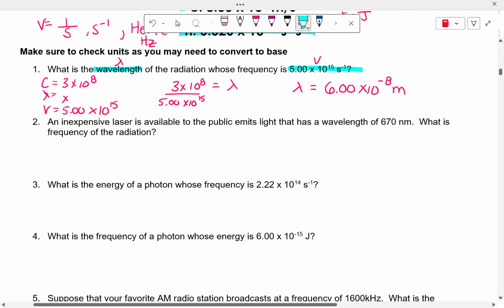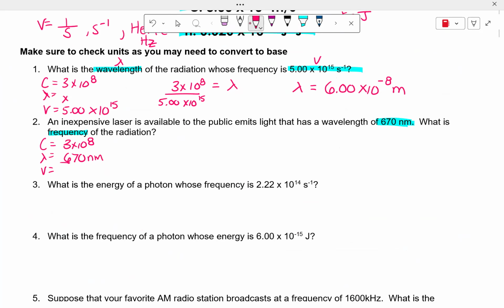Okay, another one here. Notice this is now in nanometers, which is a pretty common unit that you'll see for waves. So once we do one conversion, it's going to be somewhat consistent. This is the reversal of what we just did. So again, we're using the same equation. So 3 times 10 to the eighth. In this case, we have 670 nanometers, but we need to get that to meters.